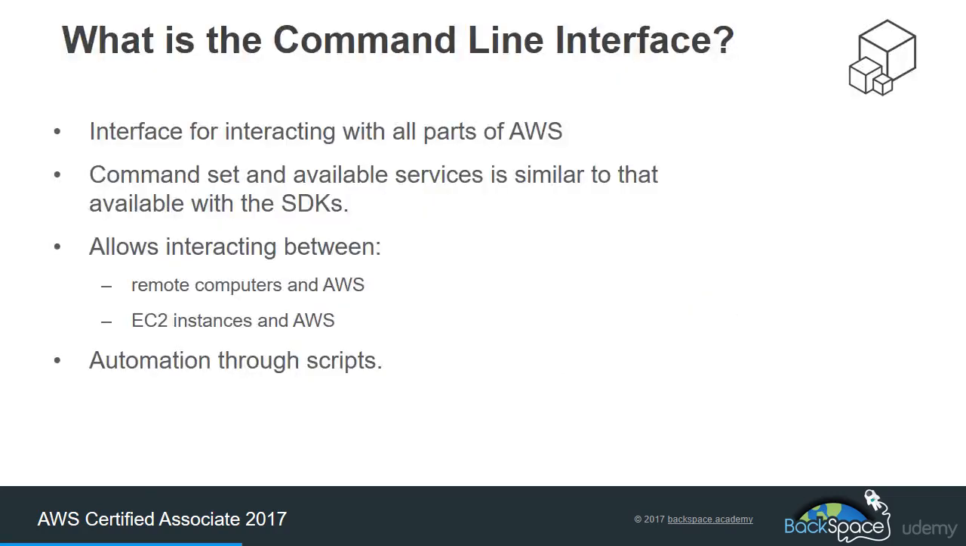So the command line interface is an interface for interacting with all parts of Amazon Web Services. The command set that is available and the services that are available is similar to that which is available with the software development kits for developers, for example, the JavaScript SDK or the Node.js SDK. It allows interacting between remote computers and AWS, and it also allows for interacting between EC2 instances and AWS. So you can SSH into an EC2 instance and issue command line interface commands on your AWS services. It also allows for automation through scripting.